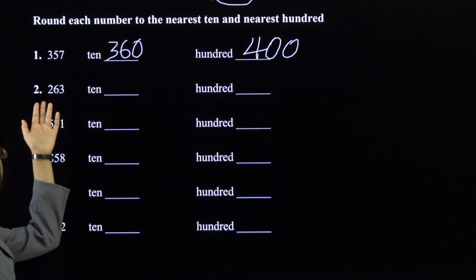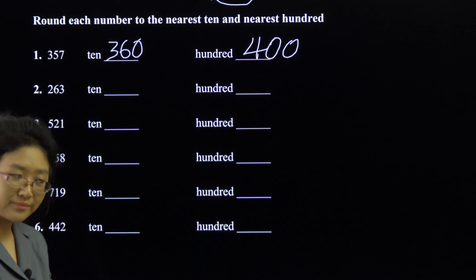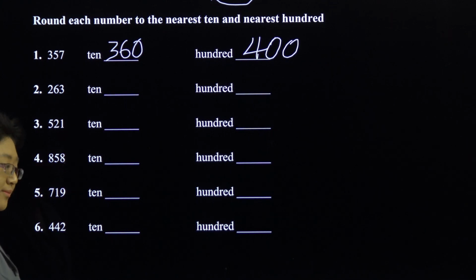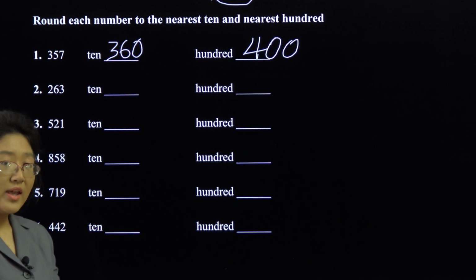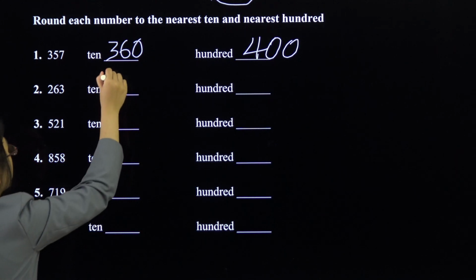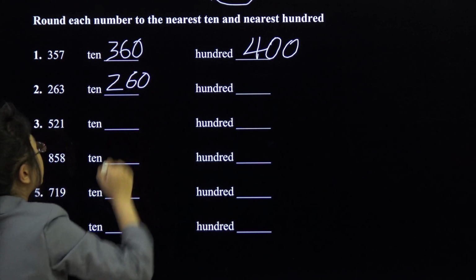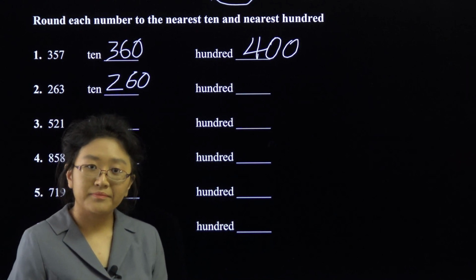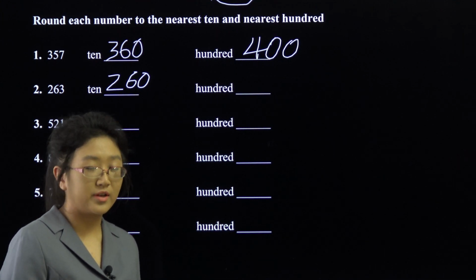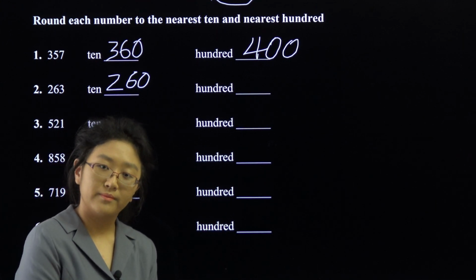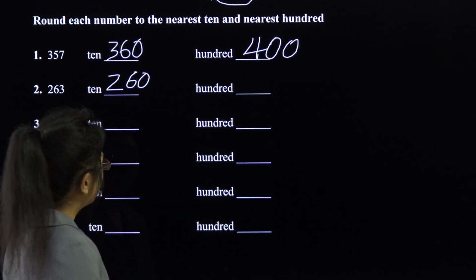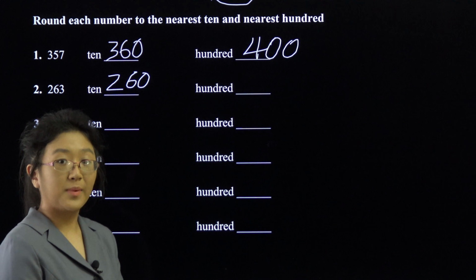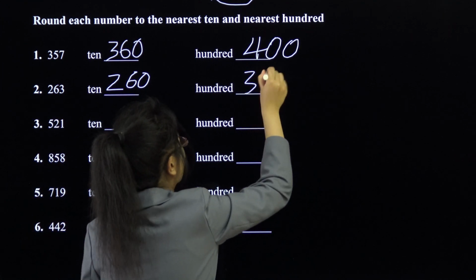Now there's 263. If we round to the nearest 10, we look at the digit to the right, which is the ones digit, or ones place, and we get 3. 3 is smaller than 5, so we round down to 260. What about to the nearest 100? I mean, the tens place is what we look at for the nearest 100. Now what's the tens place here? 6. And 6 is bigger than 5. We round up to 300.